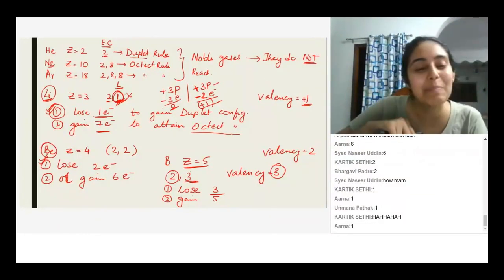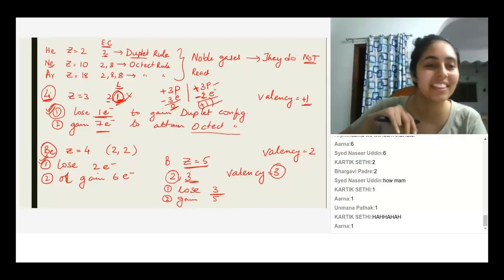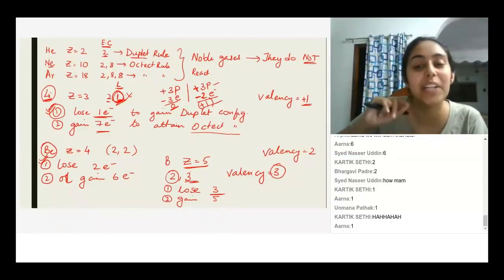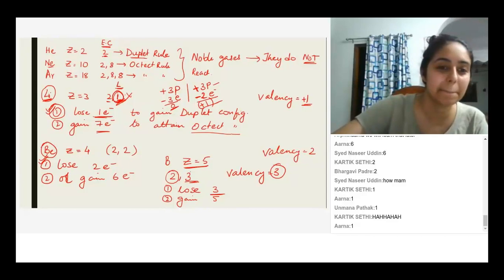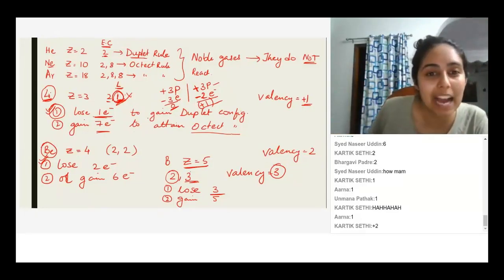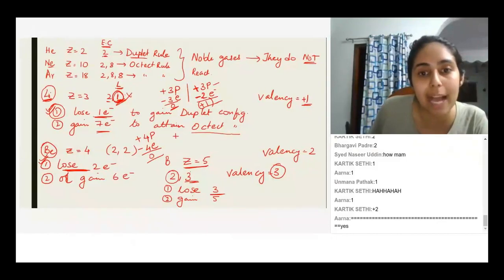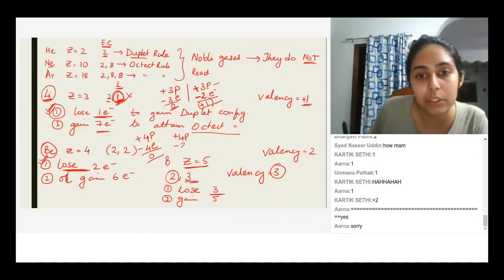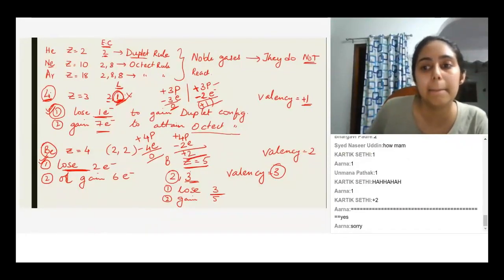Beryllium, what is the valency? 2. Can you tell me with the sign? No, it's +2. Look, beryllium has 4 protons and 4 electrons initially, and then it loses 2 electrons. So +4 -4 was 0. After it loses 2 electrons, we have -2, so the total now is +2. So the valency is +2.